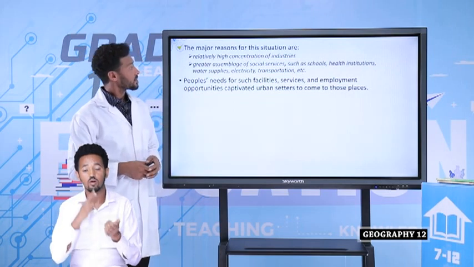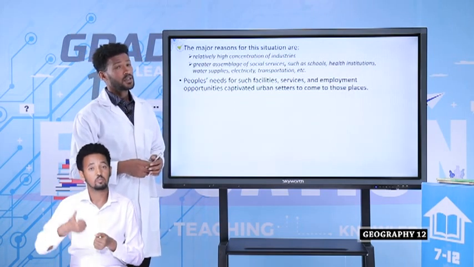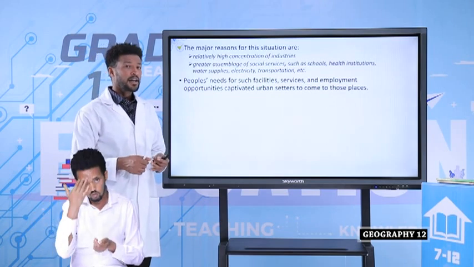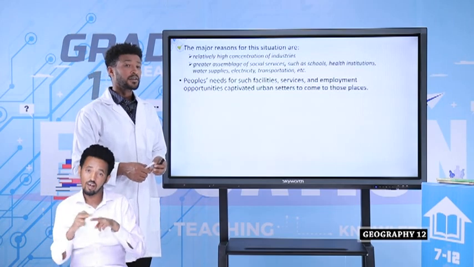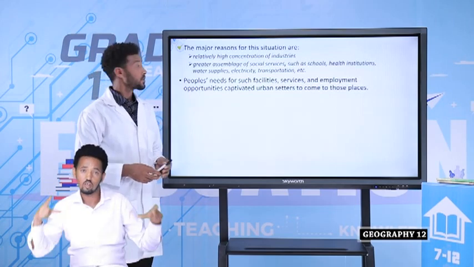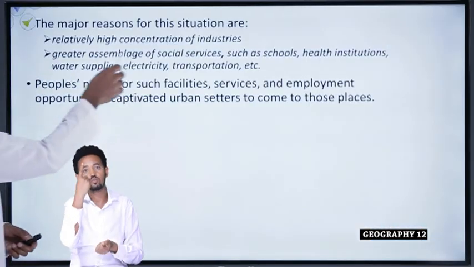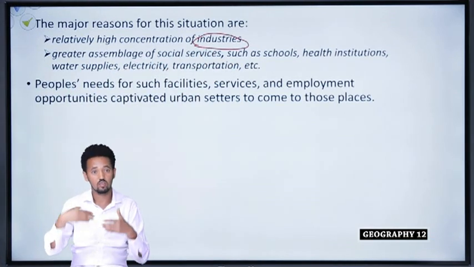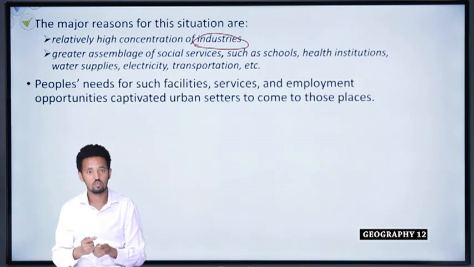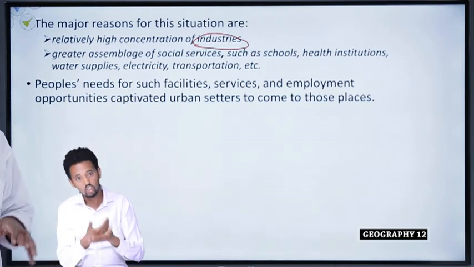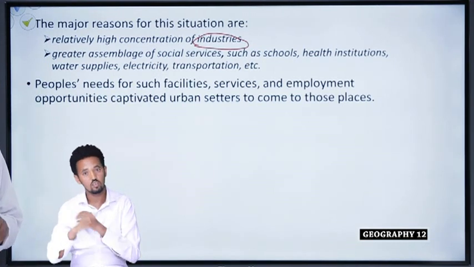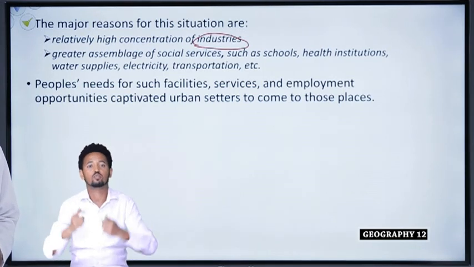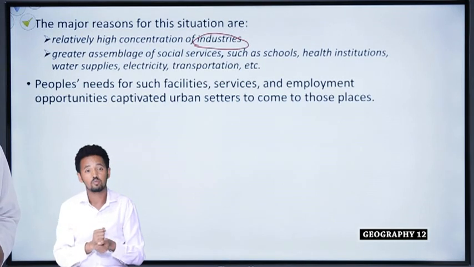What are the major reasons for these two urban areas? Why are Showa and Hararge taken as the largest urban centers? One, a relatively high concentration of industries is found in these regions. As you know, most of the industry in Ethiopia is concentrated in Addis Ababa and in the Hararge regions, and recently in Diredawa.